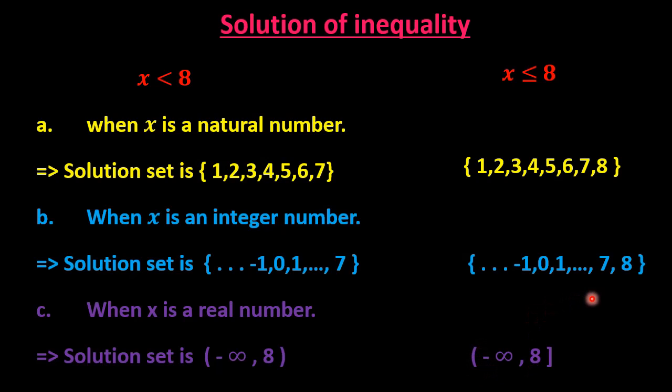And at the extreme right there is 8. This 8 will also be included in this case, so 8 will also be the solution. To denote 8 as a solution, we put a square bracket here. This square bracket means closed, where 8 will also be the solution. But in the earlier case, this 8 will not be the solution. So this is the difference.